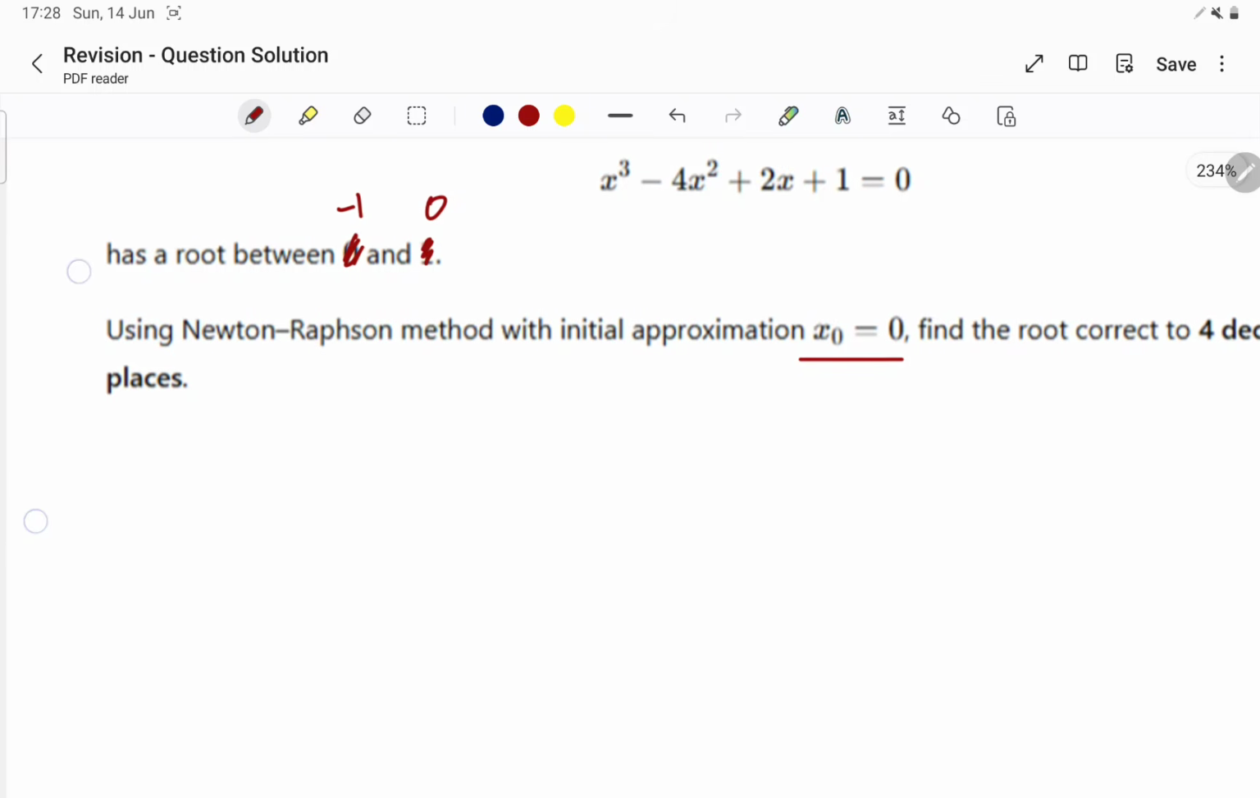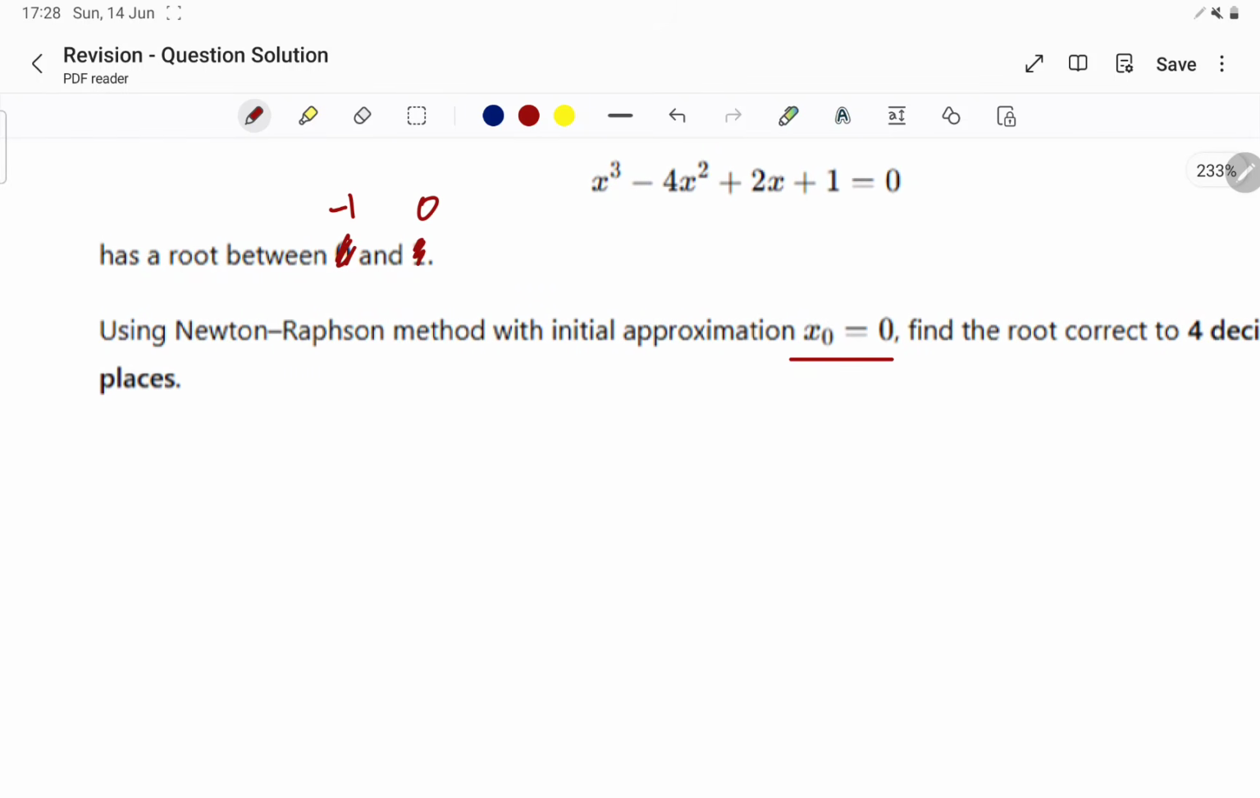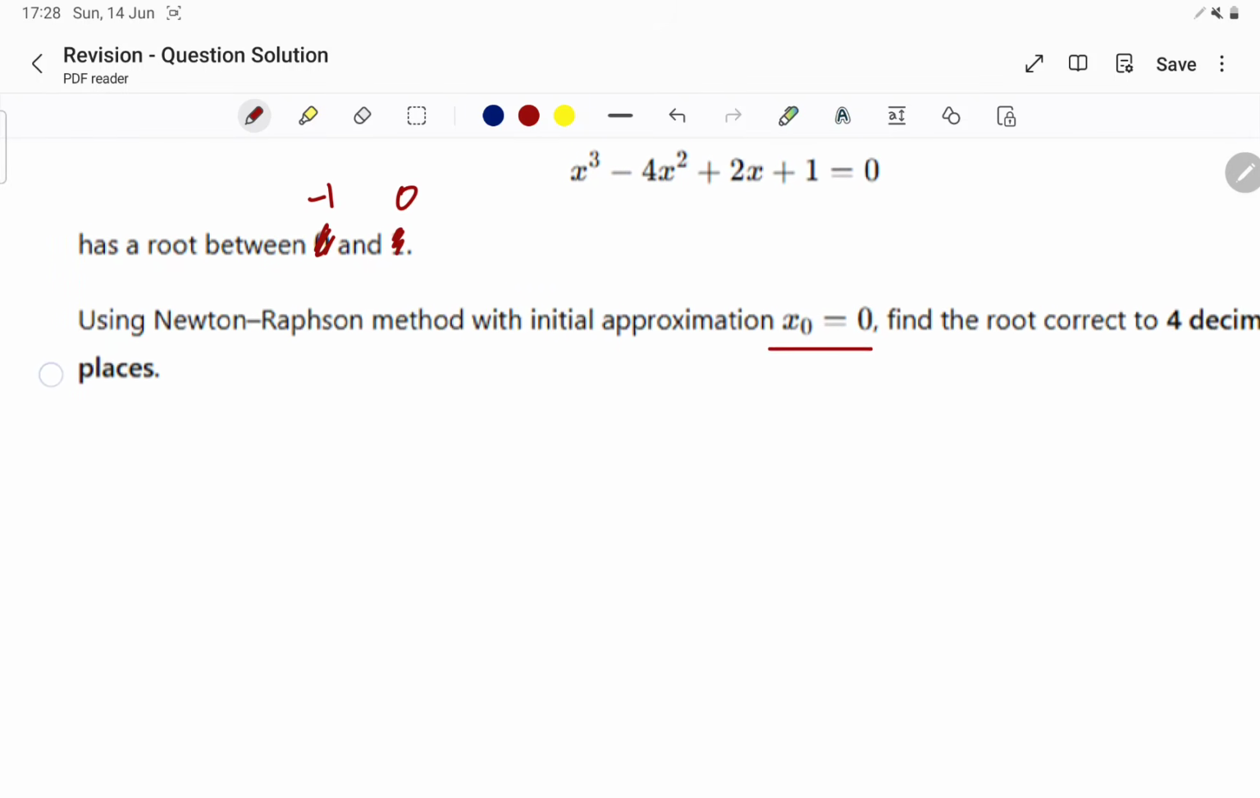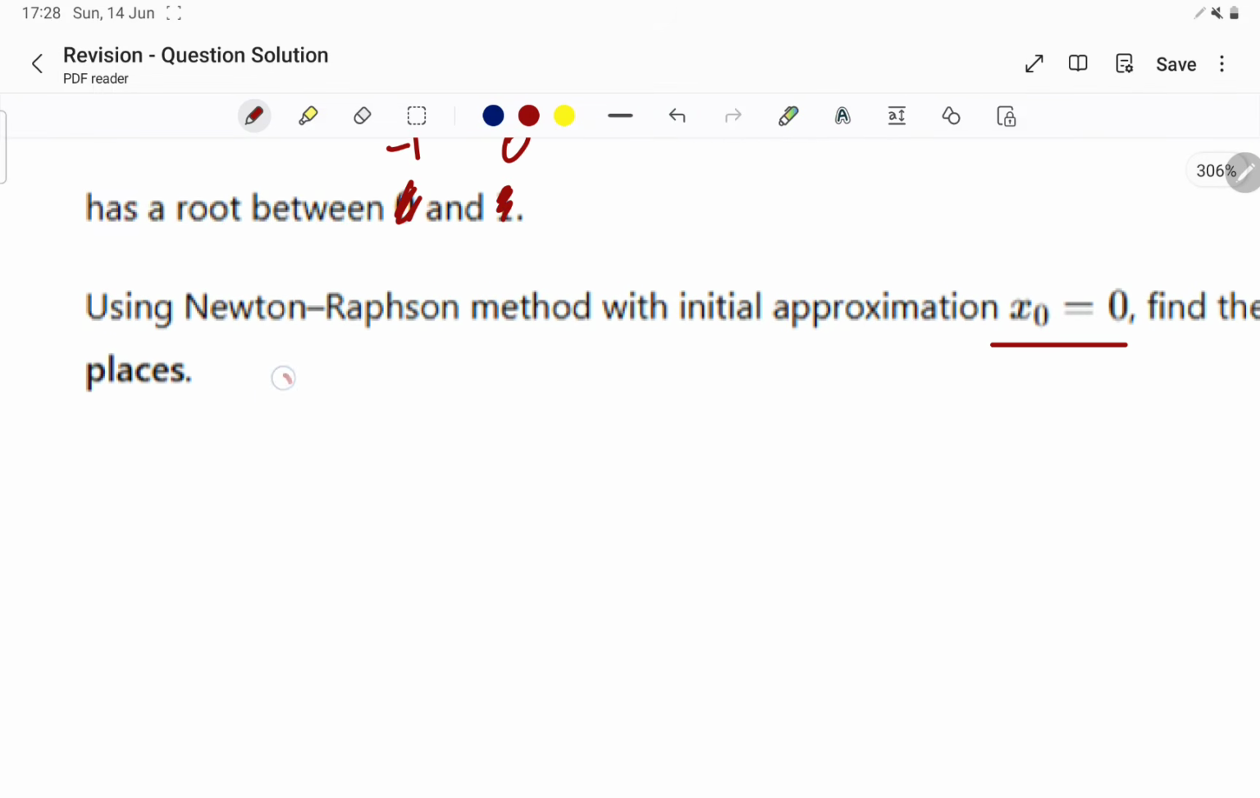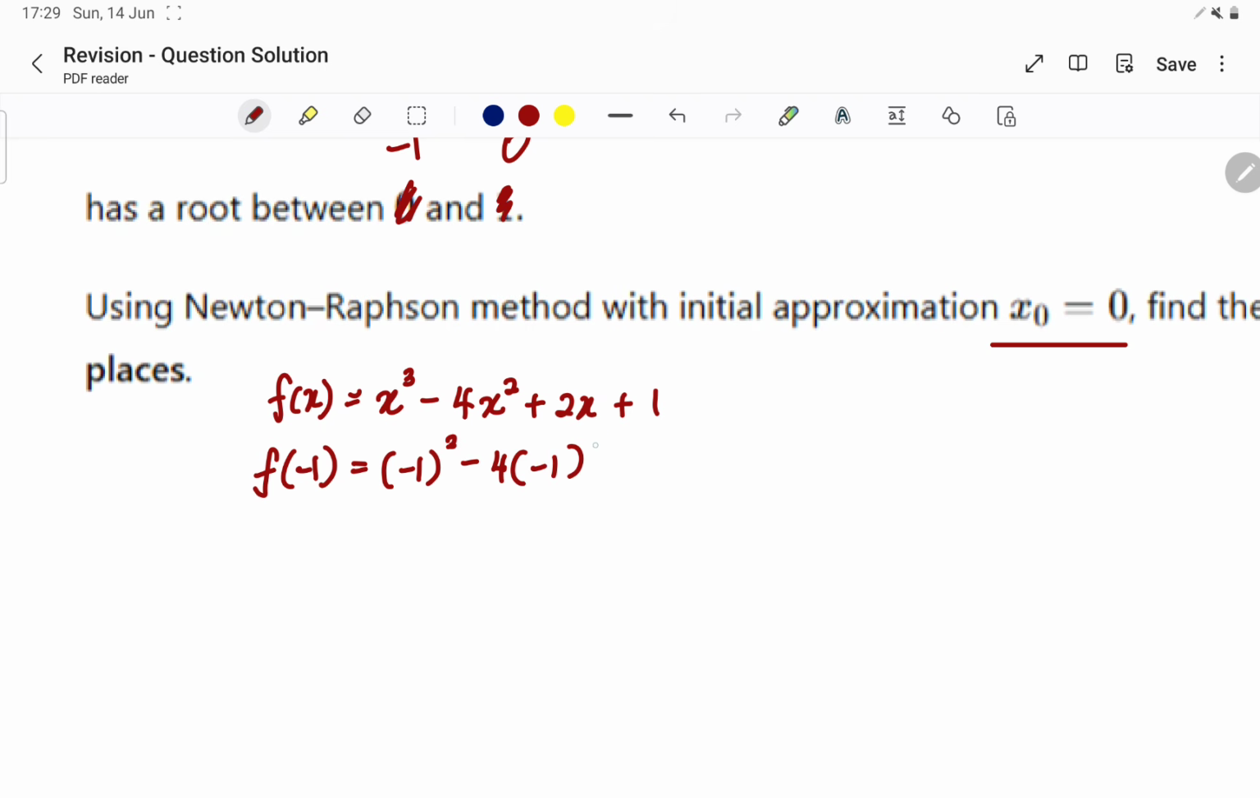Okay, first step is we have to check whether there is a change in the sign between -1 and 0. So we have to substitute first. Our f(x) is equal to x cubed minus 4x squared plus 2x plus 1. Substitute x equal to -1 inside the function f(x): (-1) cubed minus 4 times (-1) to the power of 2 plus 2 multiplied with -1 plus 1, and you're going to get -6.